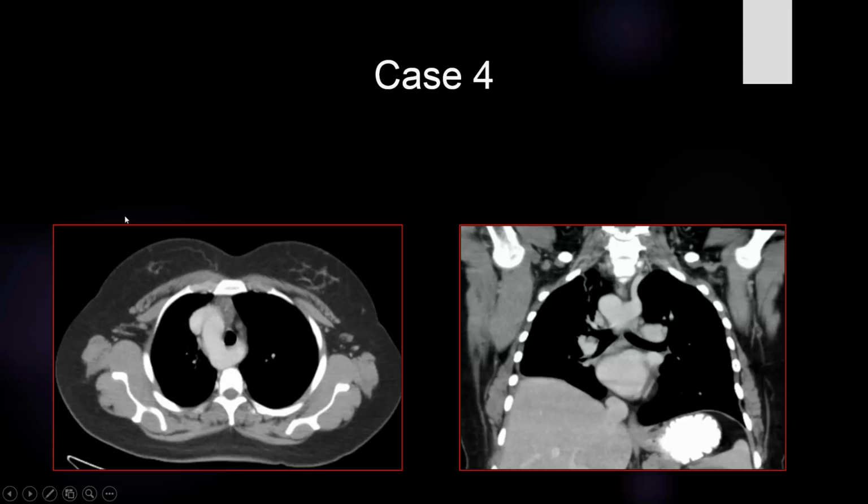Okay, case number 4, here there is a right-sided aortic arch. As we see here, the aortic arch is abutting the right aspect of the trachea. Once you diagnose a right-sided aortic arch, you should search for an aberrant left subclavian artery. If you see an artery crossing the posterior aspect of the trachea, this is an aberrant subclavian. In a right-sided aortic arch, this is an aberrant left subclavian. In a left-sided aortic arch, it will be an aberrant right subclavian. So in this case, this is a right-sided aortic arch with aberrant left subclavian.